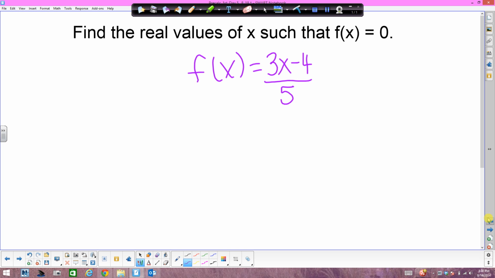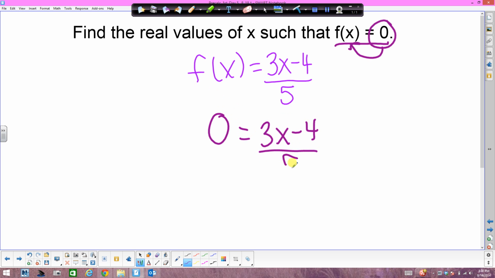Alright, find the real values of x such that f of x equals 0. So this is going to be different because if f of x equals 0, then that means I'm taking 0 and substituting it in for f of x. So in this equation, we would, instead of f of x, put 0 equals 3x minus 4 over 5.